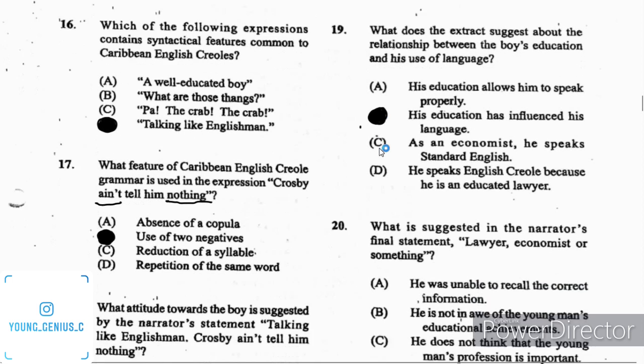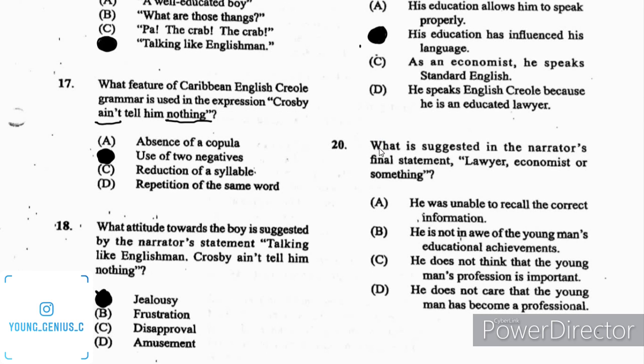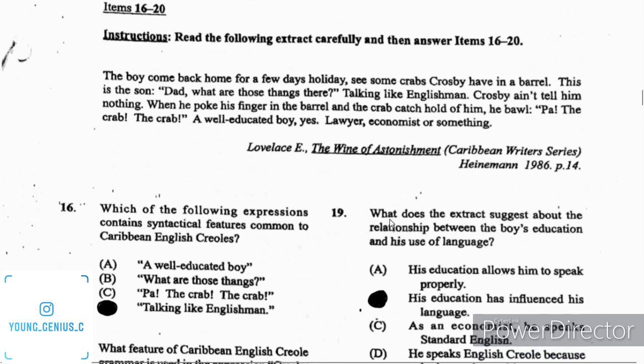Number 20 says, what is suggested in the narrator's final statement? Lawyer, economist, or something? He was unable to recall the correct information. He is not in awe of the young man's educational achievements. He does not think that the young man's profession is important. He does not care that the young man has become a professional. I would say he does not think the young man's profession is important. He doesn't think that the young man's profession is important.